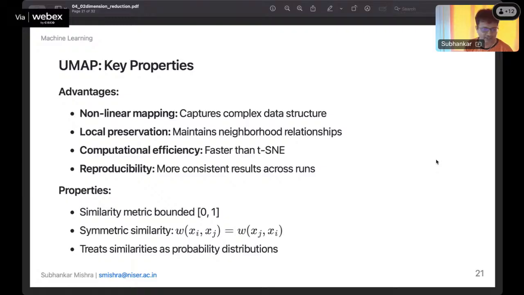Properties: similarity lies between 0 and 1. The similarity measure that we found is symmetric, so you can treat it as a distance, and then the similarities are treated as probability distributions.